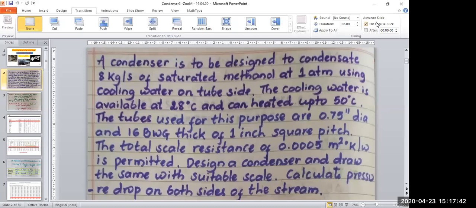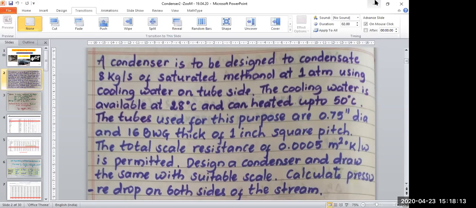I'll read the problem statement. A condenser is to be designed to condense 8 kg per second of saturated methanol at 1 atmosphere using cooling water on the tube side. The cooling water is available at 28 degrees centigrade and can be heated up to 50 degrees centigrade. The tubes used are 0.75-inch diameter and 16 BWG thick on a 1 inch square pitch.